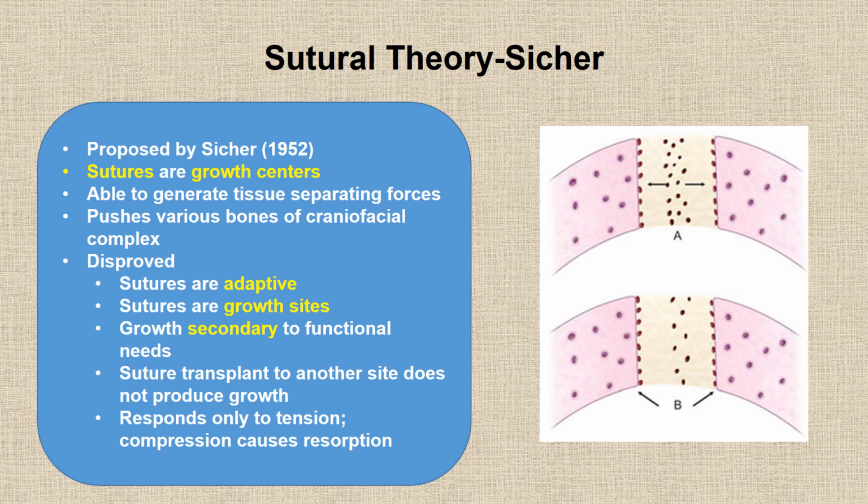Now, this theory has been disproved because sutures are believed to be adaptive, that is, they respond to stimuli rather than having intrinsic growth potential. Sutures are growth sites, not growth centers, because growth is secondary to functional needs. If a suture is transplanted to another site, it does not produce growth, and the suture responds only to tension because compression causes resorption.